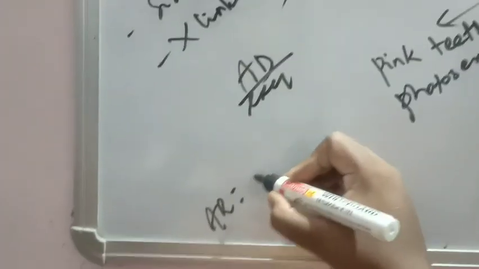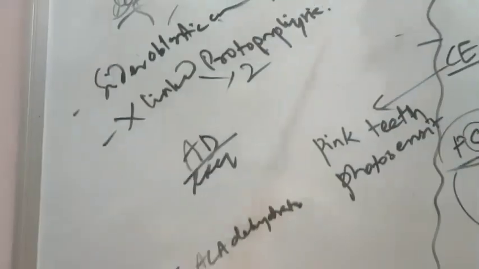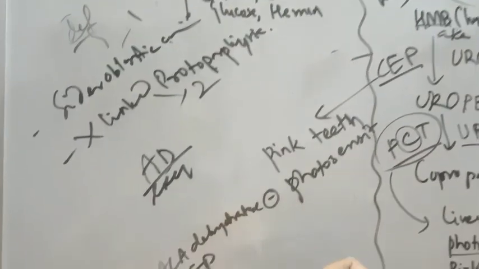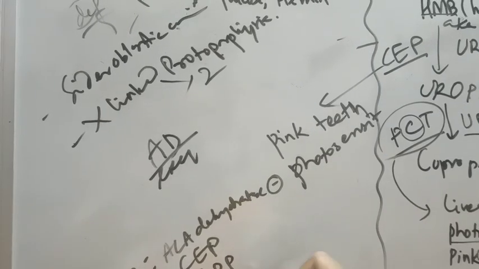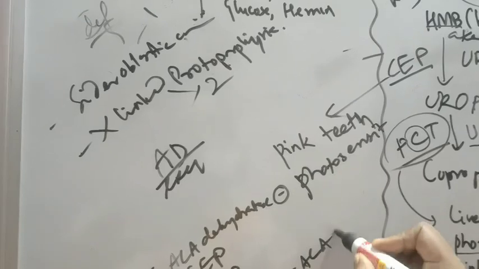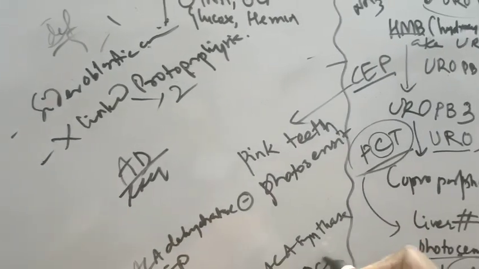Who are autosomal recessive? Except what? ALA dehydratase deficiency. ALA dehydratase deficiency is autosomal recessive. Also CEP, congenital erythropoietic porphyria, and EPP, erythropoietic protoporphyria. Okay, these are autosomal recessive. X-linked, what is X-linked? ALA synthase deficiency. Sporadic, what is sporadic? PCT, porphyria cutanea tarda. So anyway, just remember this association.